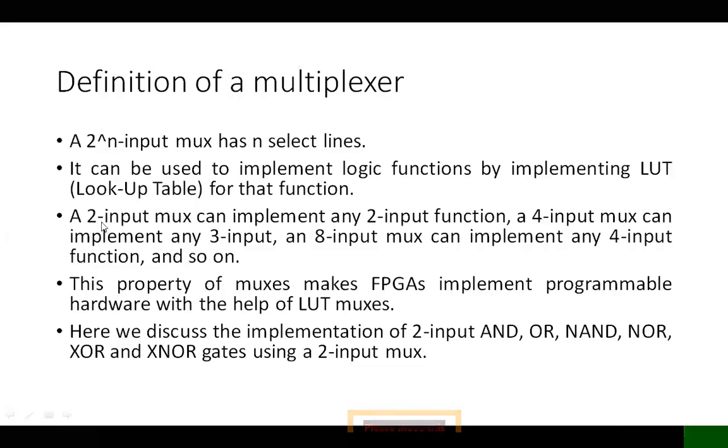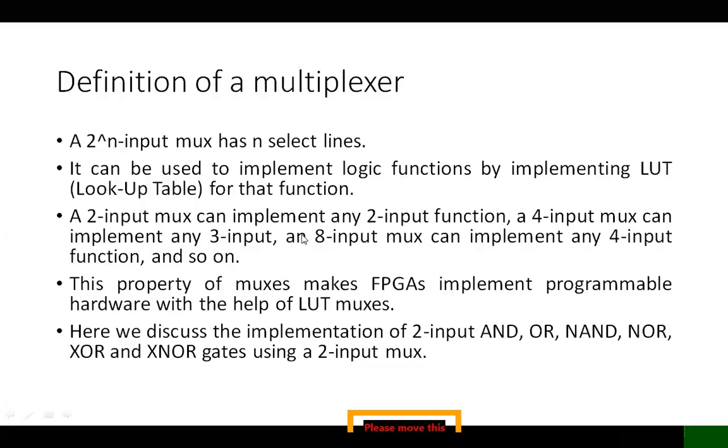Right. A two input MUX can implement any two input function. A four input MUX can implement any three input function. An eight input MUX can implement any four input function, and so on. This property of MUXes makes FPGAs implement programmable hardware with the help of LUT MUXes.